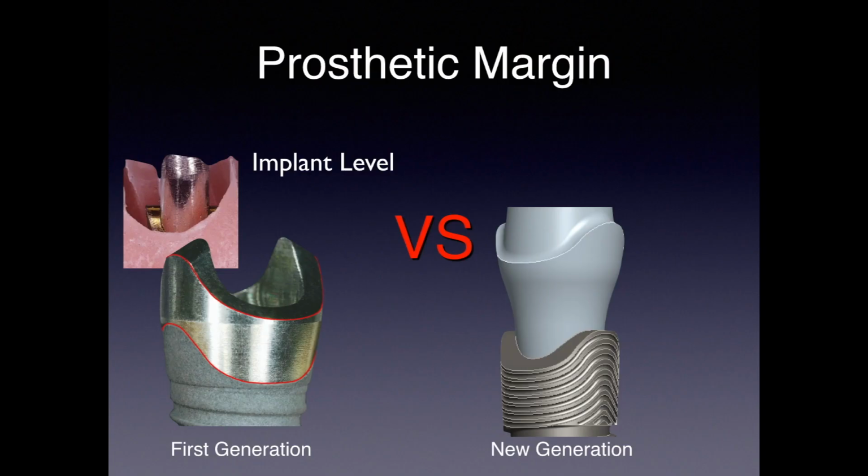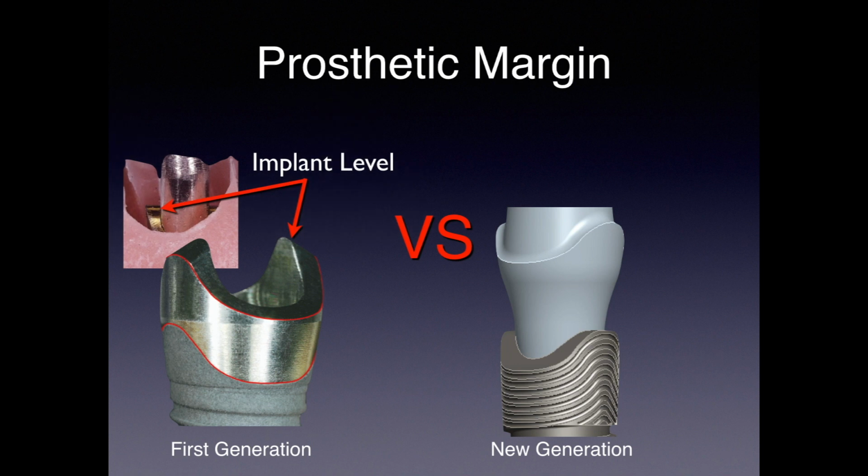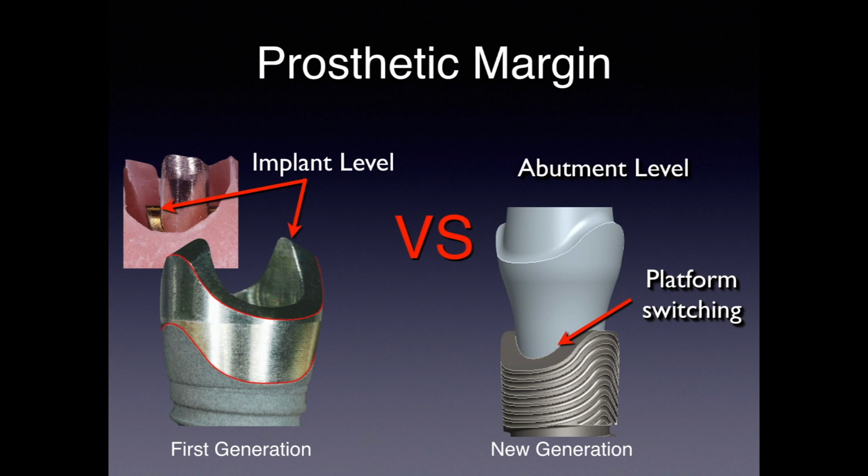The biggest difference in clinical application of first generation and second generation scalloped implant is the prosthetic margin. Because the first generation scalloped implant is a soft tissue level implant, the restoration margin is at the implant level, whereas the new generation scalloped implant is bone level with platform switching connection. The restoration margin is made at the abutment level.